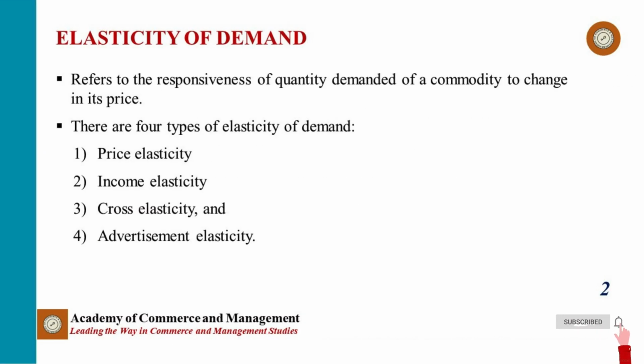First of all, let us see the meaning of the concept elasticity of demand. Elasticity of demand simply refers to the responsiveness of quantity demanded of a commodity to change in its price. Elasticity of demand can be classified into 4 distinct categories, namely, number 1, price elasticity of demand. Number 2, income elasticity of demand. Number 3, cross elasticity of demand. And, number 4, advertisement elasticity of demand. Now, let us discuss each of these kinds of demands briefly.